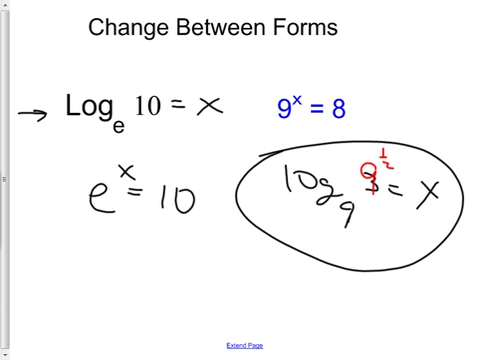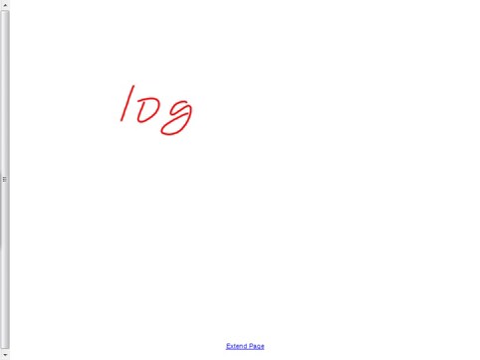I'll give you another one like that. Let's say it was log base 8 of 2. You could rewrite that too as a what? 8 to the something. 8 to the what would give you 2? 8 to the 1/3. So the answer to this is 1/3.